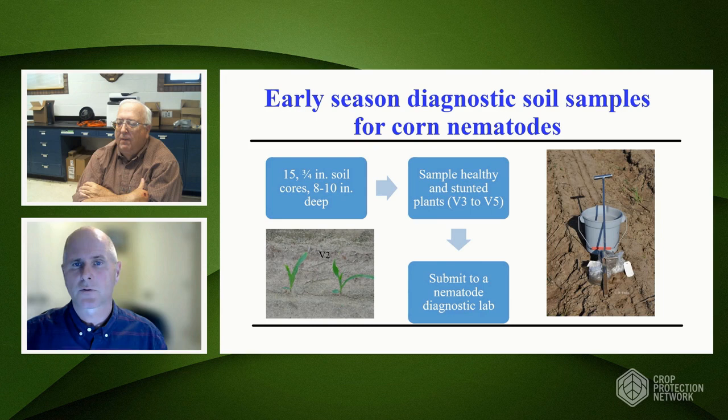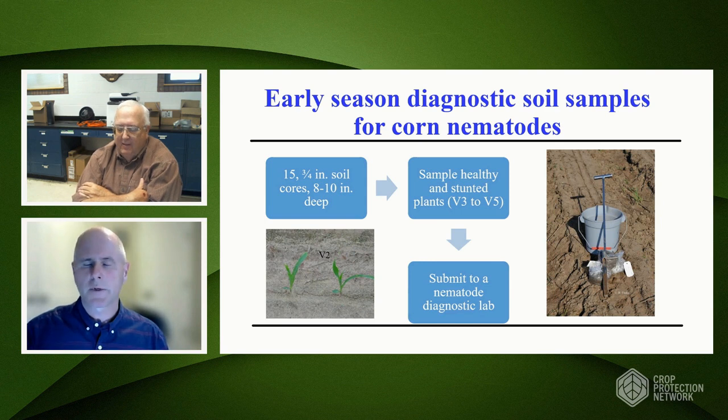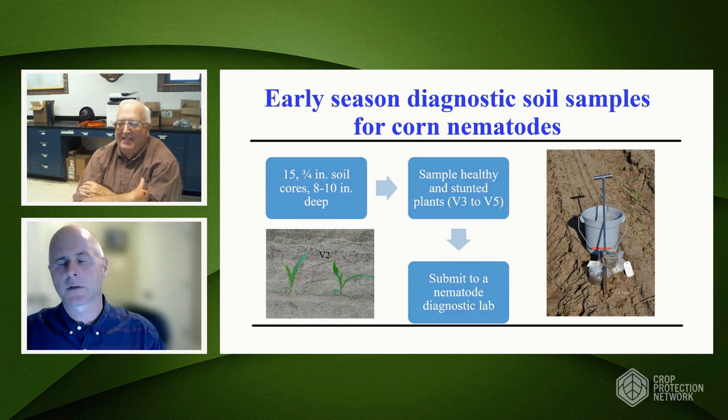This is just some general guidelines. Usually I recommend about 15 cores. 15 cores will get you about a pint of soil if you're going about 8 to 10 inches deep. So that's about what most labs want. You don't need any more. Sometimes people send me a gallon. I don't need a gallon, just about a pint, no bigger than the size of your fist, if you mix up that soil really well. But getting deep right around the root zone is certainly important.